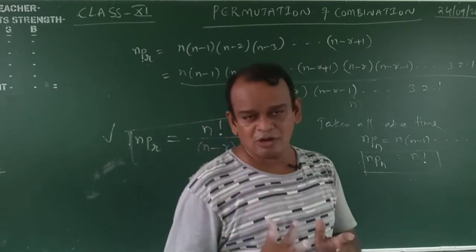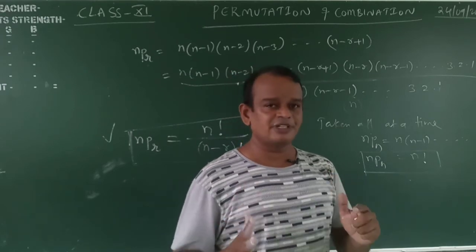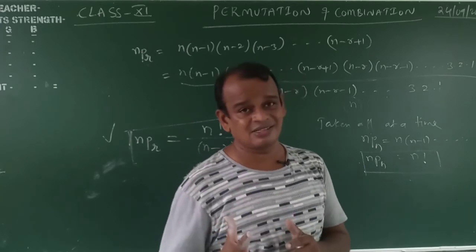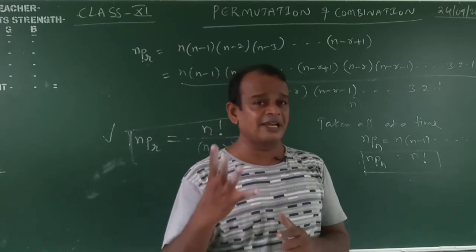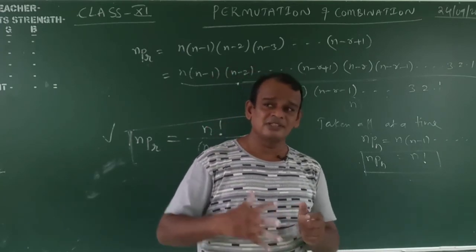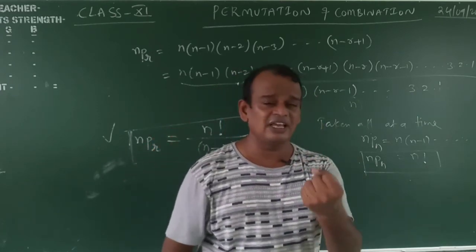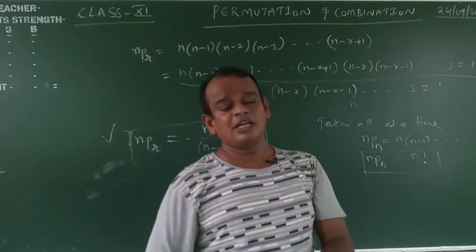How many English alphabets are there? English alphabets are 26. Find the number of arrangements of possible vowels. How many vowels are there? 5 vowels. How many ways will we arrange them? Out of how many ways do we arrange the 5 vowels out of the English alphabets?